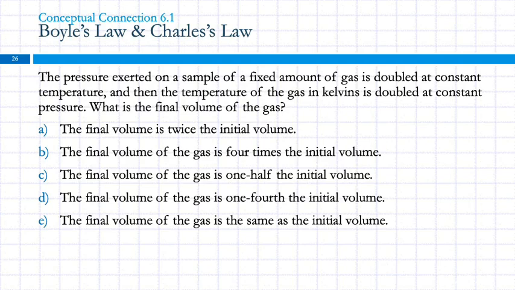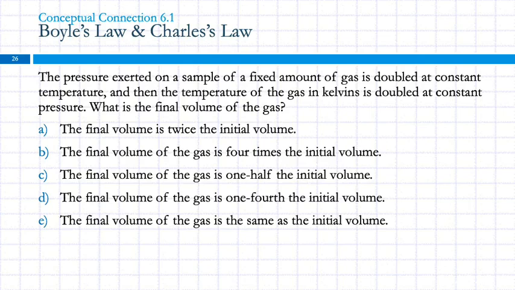So, conceptual question. The pressure exerted on a sample of a fixed amount of gas is doubled at constant temperature, and then the temperature of the gas in kelvins is doubled at constant pressure. What's the final volume of the gas? Students often have a hard time with questions like this because we develop skills of being able to calculate stuff, but this is not giving us actual numbers to do a calculation with. It's making us think about it.